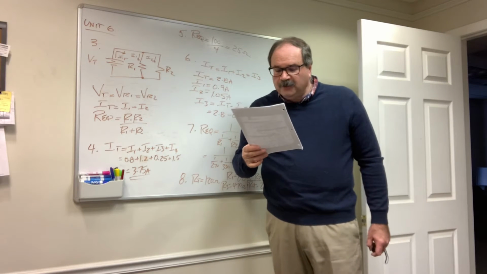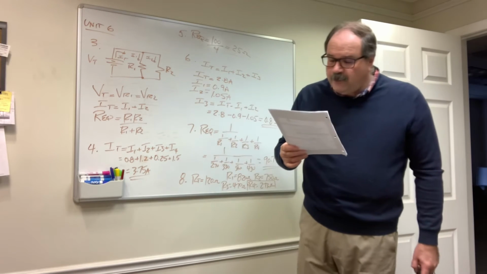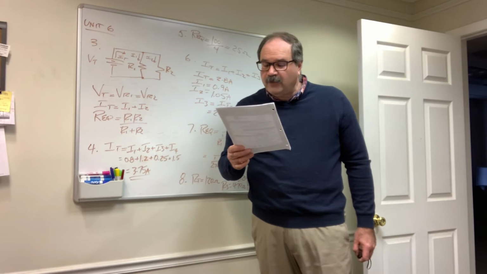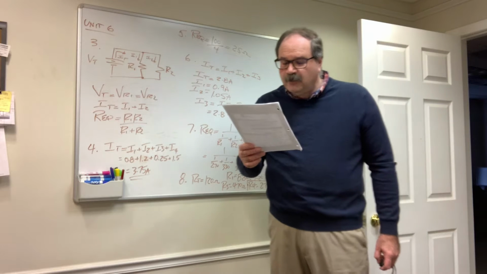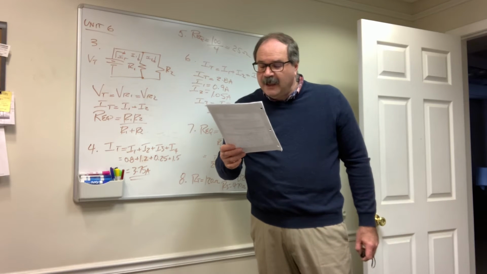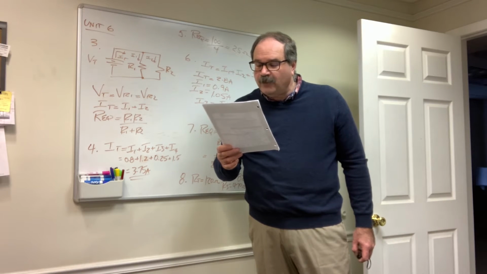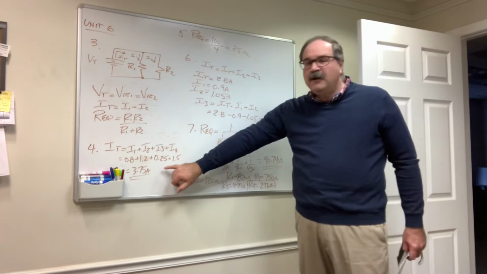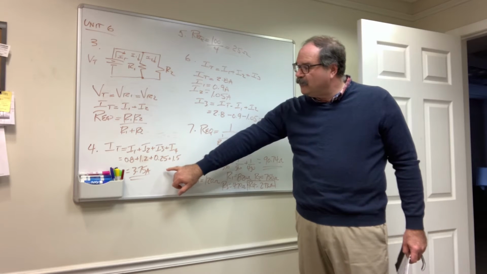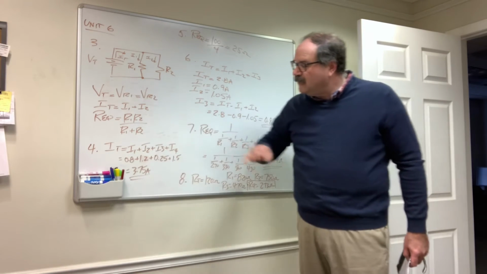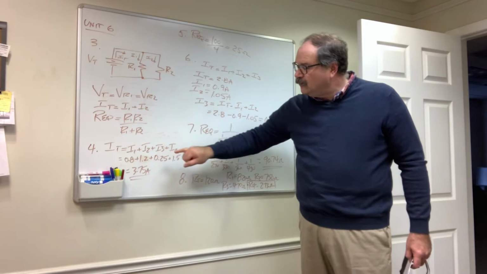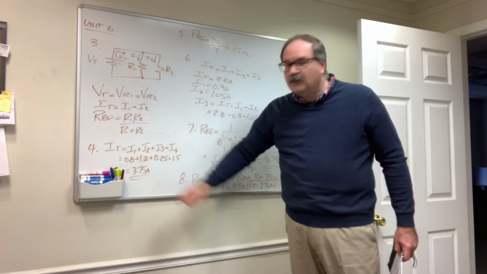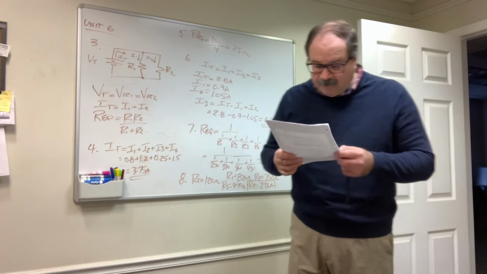Question 4. A parallel circuit contains 4 branches. One branch has a current flow of 0.8 amps, another has a current flow of 1.2 amps, the third has a current flow of 0.25 amps, and the fourth has a current flow of 1.5 amps. What is the total current flow in the circuit? All you have to do is sum up all of the individual branch currents. So I sub T is going to be equal to I1 plus I2 plus I3 plus I4. Plug all the numbers in and you'll get a total current of 3.75 amps.